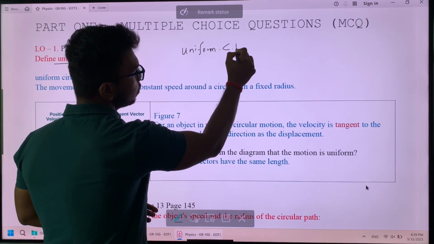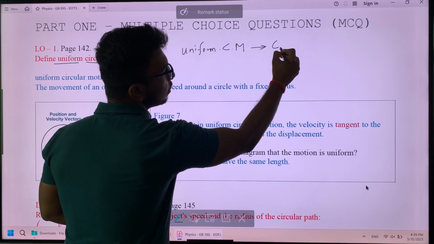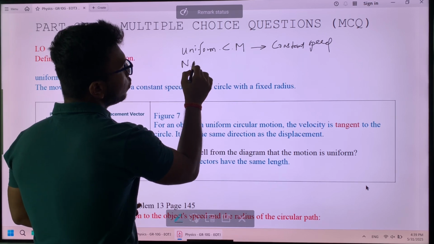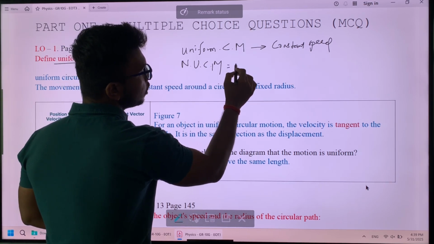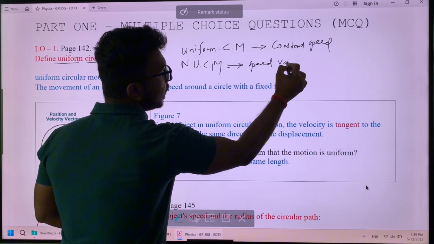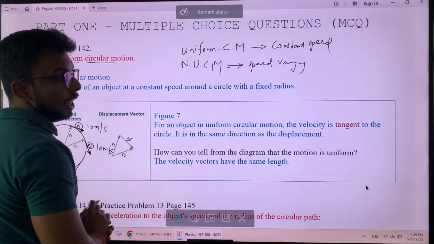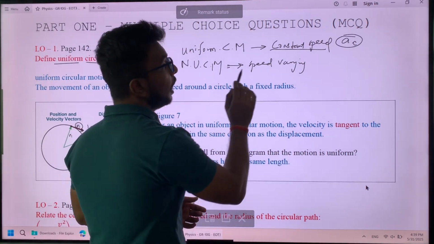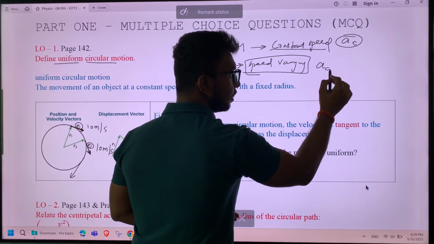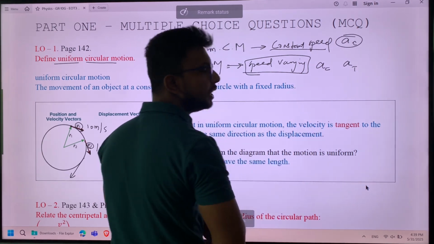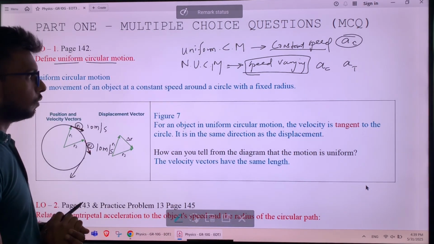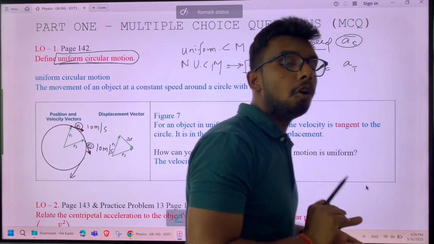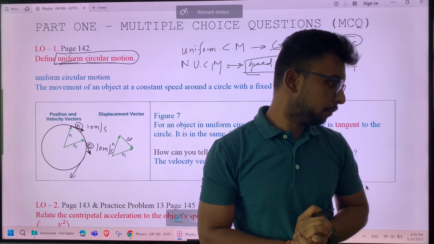Uniform circular motion, generally represented with UCM, is constant speed. Speed is not changing. But when we say non-uniform circular motion, then we say speed is varying. In both these cases, there will be acceleration. Here, there will be something called centripetal acceleration, which we have talked about in the class. And when the speed is varying, there is centripetal acceleration and an extra acceleration, the tangential acceleration, which is changing the speed of the body. So simple question, uniform circular motion is a circular motion in which the object is moving at a constant speed.